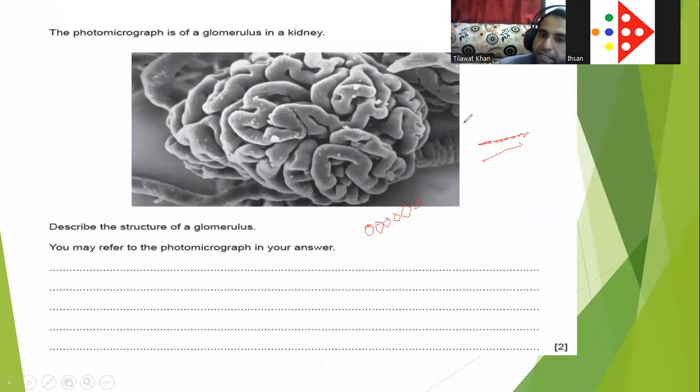And there are gaps between the cells, so these capillaries of the glomerulus are more porous. Pores, P-O-R-E-S. There are more pores. So, one cell thick and having more pores, because of that the small molecules can go out easily toward the Bowman capsule.